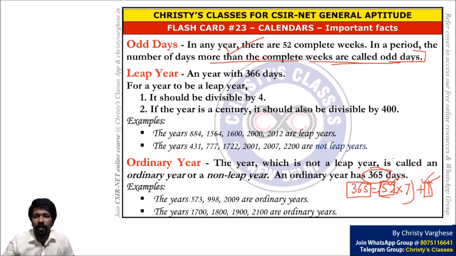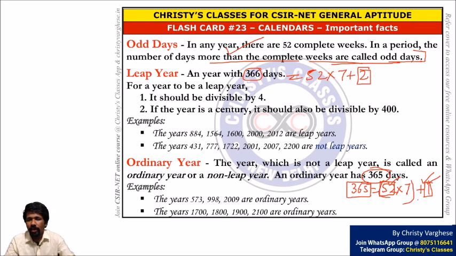Now for a leap year, as you know, a leap year has 366 days. A leap year is a year where February has 29 days, meaning 1 extra day compared to the ordinary year. If you divide 366, there will be 52 complete weeks and 2 extra days. 2 odd days will be there. Why are these 1 day and 2 days needed? This is how the day of the week shifts from year to year.